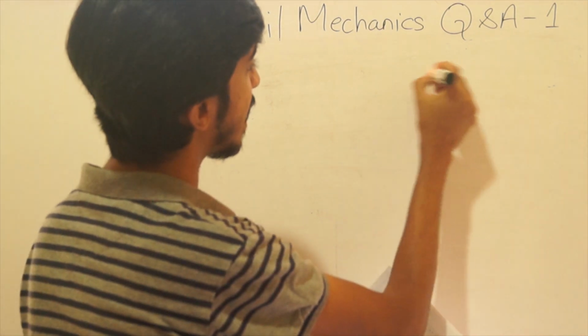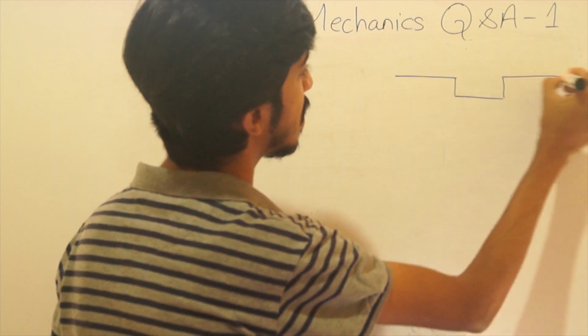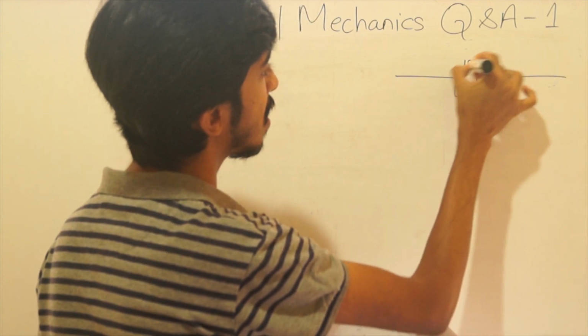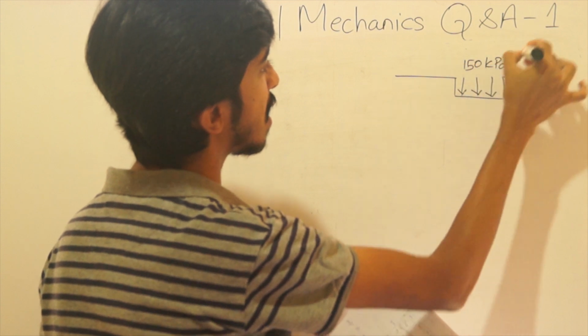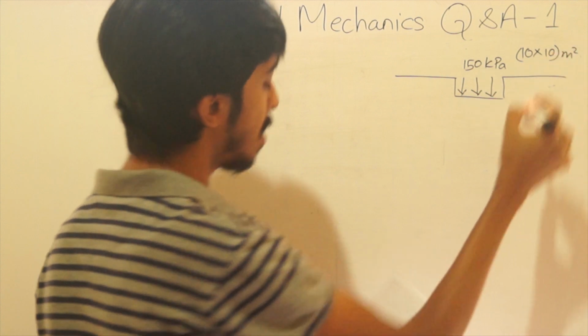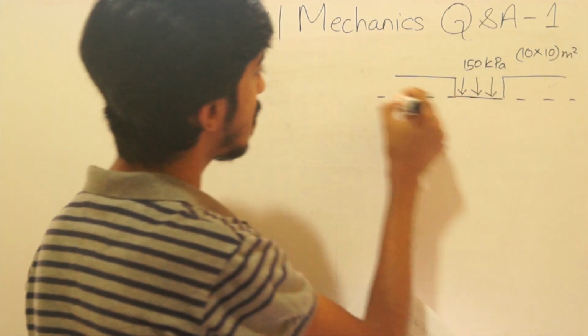They have given us a diagram. This is the ground level. Here we have the footing. The footing exerts an even pressure of 150 kilopascal. The size of the footing is 10 by 10 meter squared. The water table is at this level.